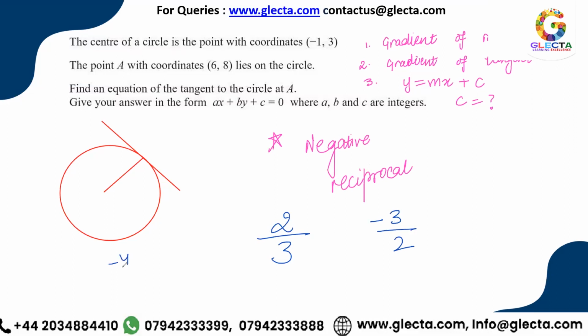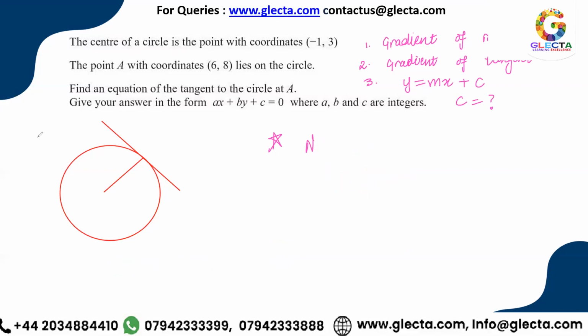If we have negative 4 over 7, then you flip it, 7 over 4, and change the sign, right? That's what we are going to do. So over here, if I start solving this one, what is gradient? Gradient is basically change in y over change in x, right? What are the coordinates? Center is -1, 3. The points over here that we have are 6, 8, right?